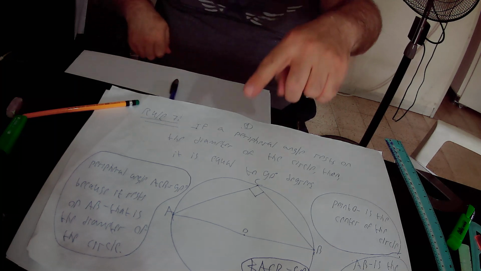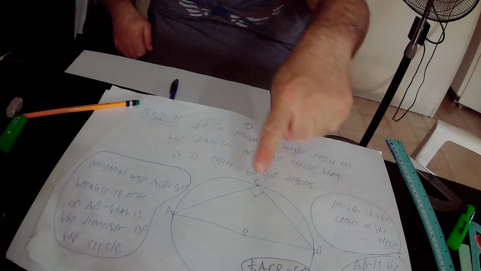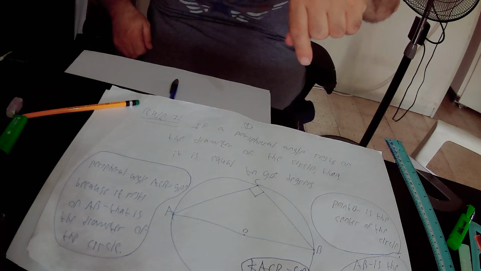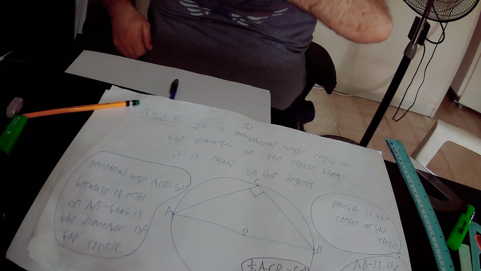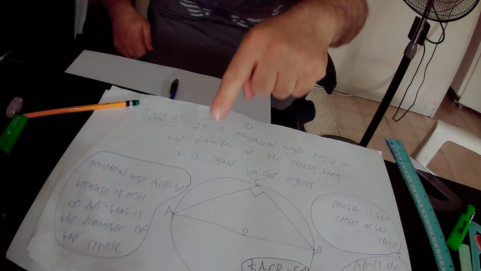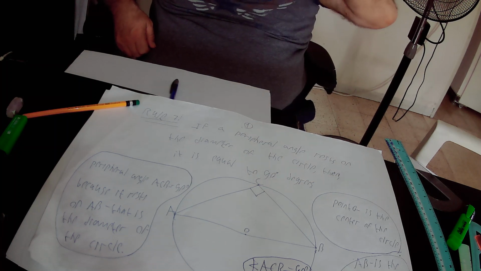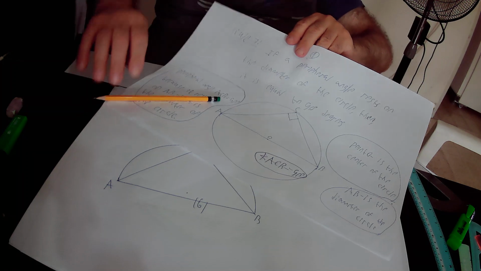So here we have a circle, and we know that AB is the diameter of this circle, and we have peripheral angle ACB that is subtended on AB, that is the diameter of this circle, and therefore according to this rule 7, peripheral angle ACB must be equal to 90 degrees in its size. So we can actually implement rule 7 in our drawing.